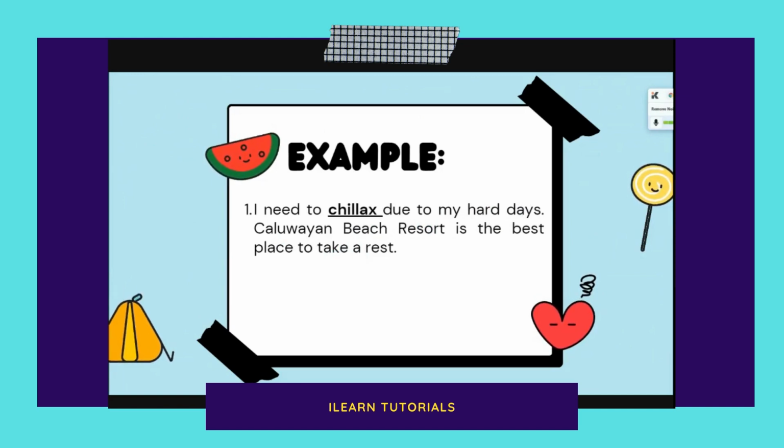Because we want to know the meaning of the word chillax, we have a hint here that it is about chilling and relaxing, because we have a hint about a beach, no? The Kaluwayan Beach Resort, which is the best place to take a rest. So the word rest is similar to the word relax, which is a word that is combined to the blended word chillax. So from that context clue, from that hint, we can know the definition of the blended word chillax.